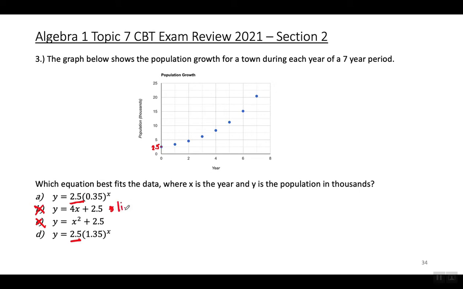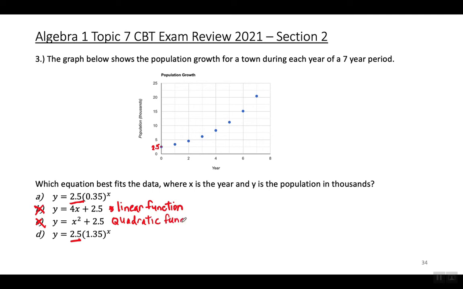By the way, B is a linear function. How do I know that? Because it's in slope-intercept form. So B is a straight line. It's not a curvy line. So it can't be B. And C is something that you haven't learned yet, which is called the quadratic function.